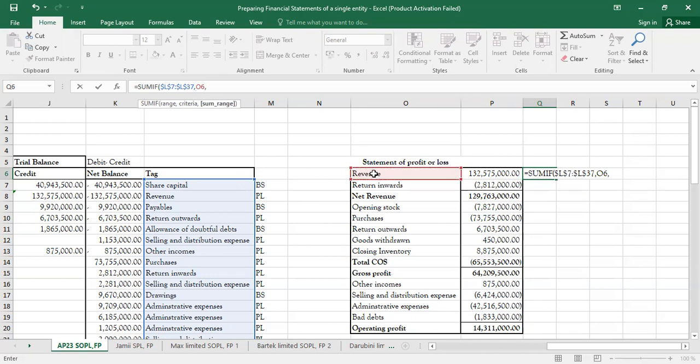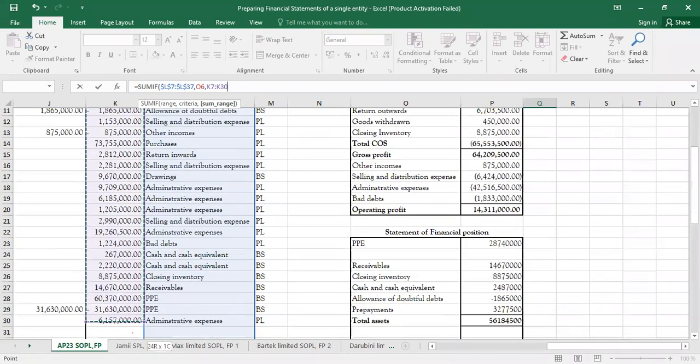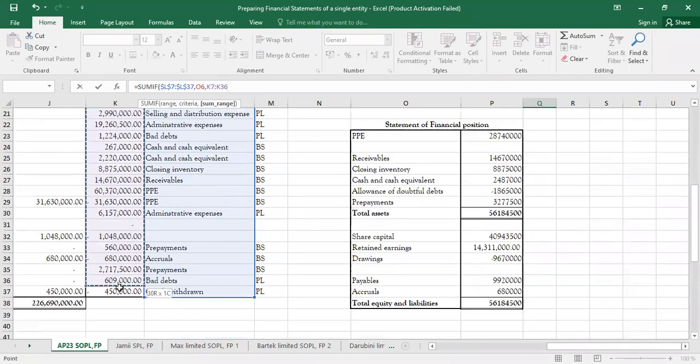Sum range: which range are you using to add the values that you are looking for? The net balance is what I'm using. I take the net balance and I lock it because I don't want it to move down. If you don't lock it, it will move down and you will not obtain the results.